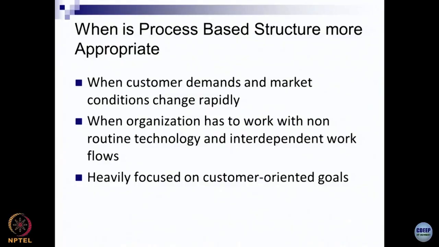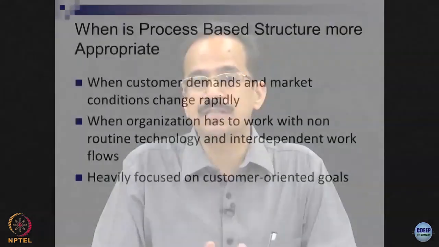Last but not the least, when we have customer segments which are powerful enough, which have specific requirements, and those requirements are very significant to be fulfilled for the organization. When there is a heavy focus on customer oriented goals, when you have very powerful customers who have specific requirements in terms of technology, in terms of interdependent tasks and workflows, that is the situation when the process based structure is more appropriate.